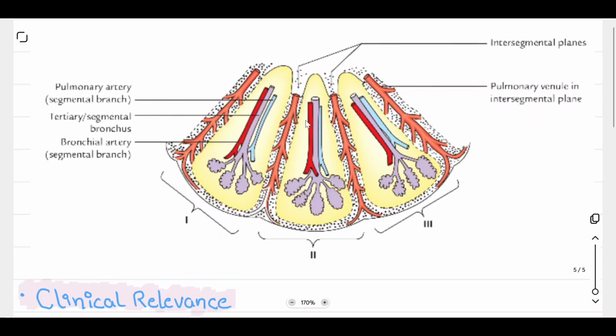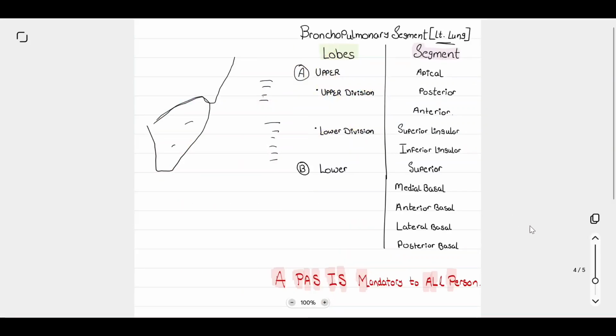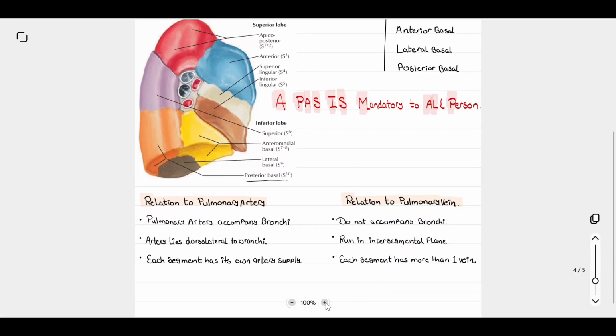So here he is saying that our pulmonary artery, so this is our pulmonary artery, this accompanies the bronchi, this one is the bronchi, and the pulmonary artery lies dorsolateral to the bronchi, means lies backwards to the bronchi and laterally, and each segment has its own pulmonary arterial supply. So done with the pulmonary artery.